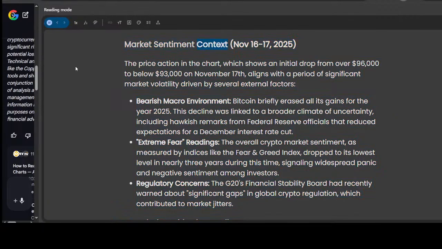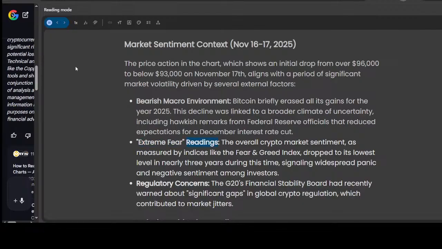Market sentiment context, November 16 to 17, 2025. The price action in the chart, which shows an initial drop from over $96,000 to below $93,000 on November 17, aligns with a period of significant market volatility driven by several external factors. Bearish macro environment. Bitcoin briefly erased all its gains for the year 2025. This decline was linked to a broader climate of uncertainty, including hawkish remarks from Federal Reserve officials that reduced expectations for a December interest rate cut.